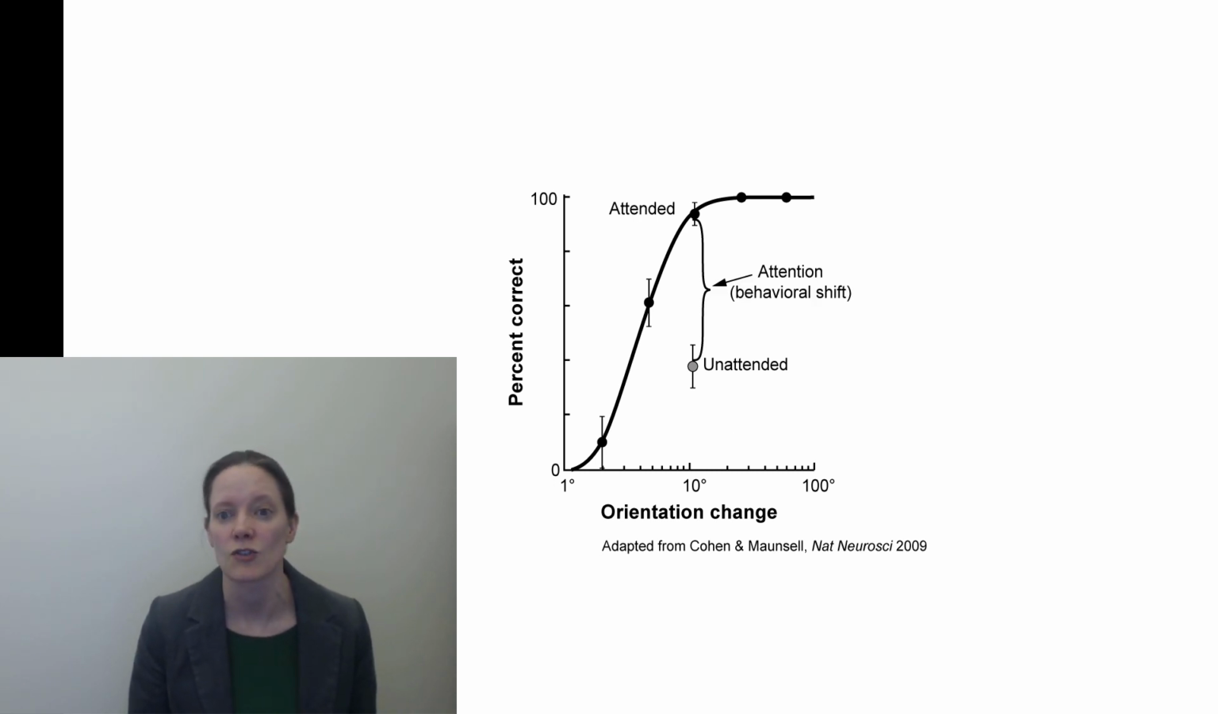Another way we can measure the effect of the cue is to look at performance for one size of change for cued versus uncued. In this example, for a 10-degree change, which the monkey almost always detects at the attended location, greater than 90% correct, the animal only detects the same size change at the unattended location less than half the time.